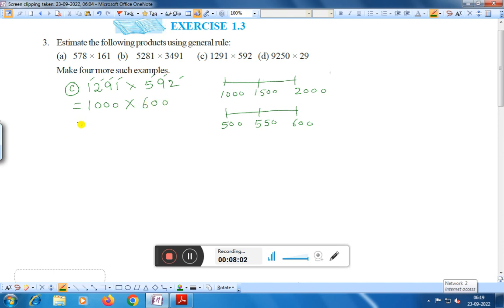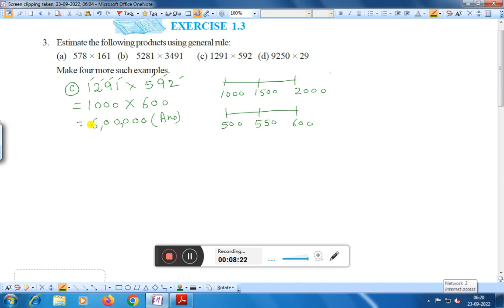Now if we multiply this number, that is 6 into 1 is 6. How many zeros? 3 plus 2, 5. 1, 2, 3, 4, 5. This is the answer. Now put the commas. After 3 digits we put one comma, after 2 digits again we put another comma. This is the answer of question number C.